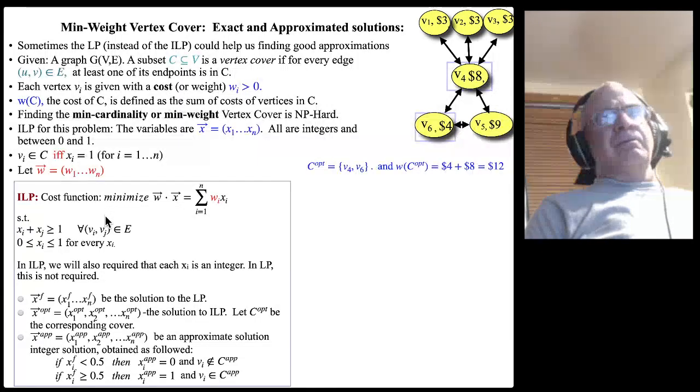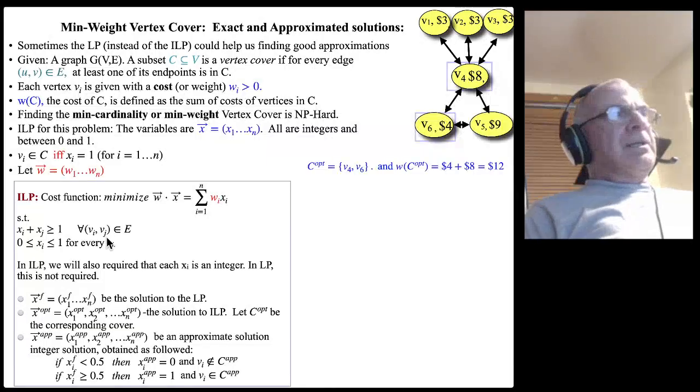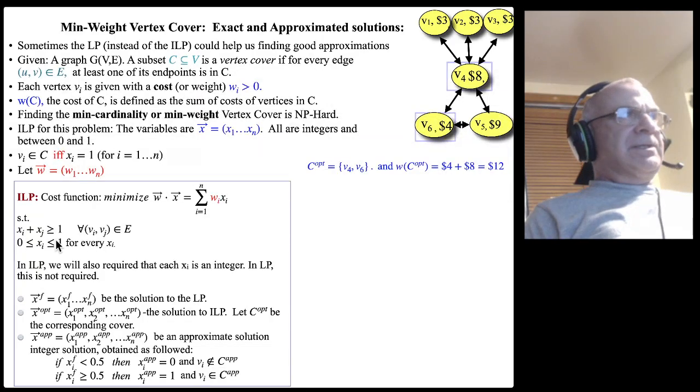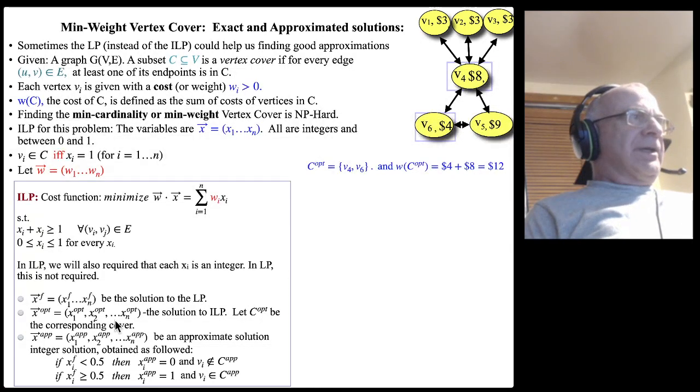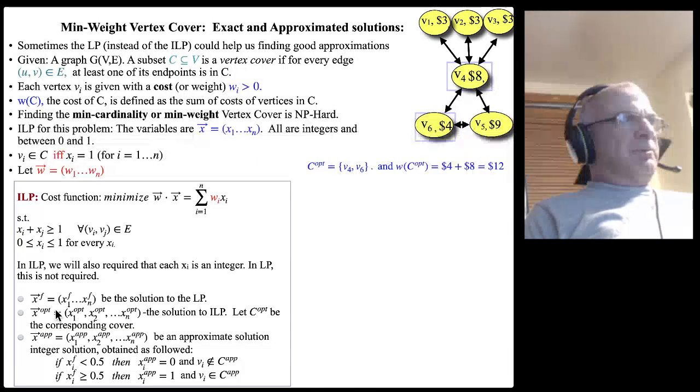X optimum, the vector x1 dot dot dot xn, will be the solution for the integer linear programming. That's a global optimum. I cannot do any better than this, provided that all the xi's are integers between 0 and 1. And based on the way I wrote the ILP, X optimum is the optimum solution for the weighted vertex cover. Okay, and C optimum is just a set of vertices that corresponds to X optimum. Remember, X optimum is a list of zeros and ones, and C optimum is a list of vertices.